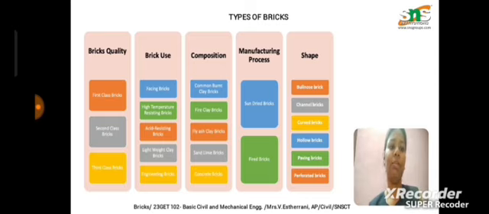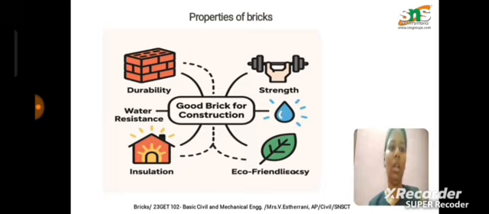Next one is manufacturing process. Depending on the manufacturing process, in drying, if it is done by sun drying, then it is called sun dried bricks. If fire drying or clean drying process is done, that type of brick is called fire dried bricks. Next one is depending on the shape of the bricks. The shape of the bricks is mainly used for the aesthetic appearance. Next one is properties of the bricks.